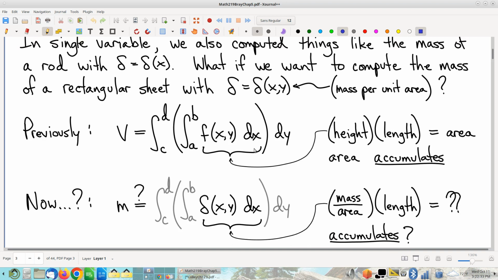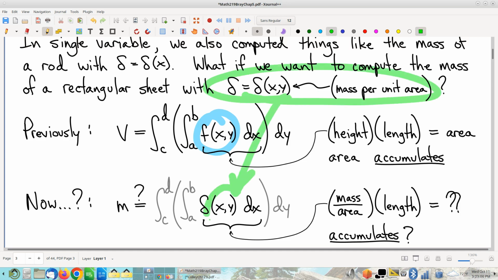Emphasis on seem. So, fingers crossed, with a hopeful point of view, we would hope that if we want to compute the amount of mass in a rectangular sheet, not the volume sitting over a rectangle, but the mass contained inside of a rectangle, maybe the same kind of formula should work. Where we had used height for our integrand in the volume question, maybe we would use mass per unit area in the mass question. Fingers crossed, maybe this will work.